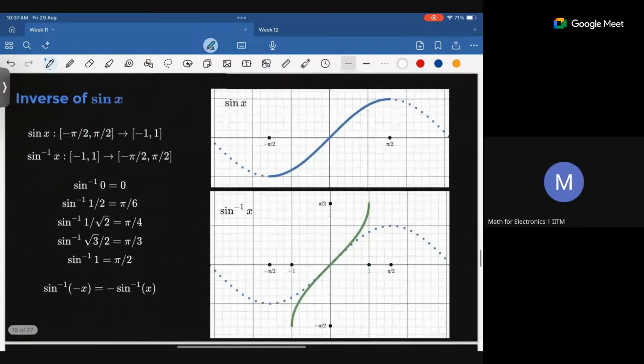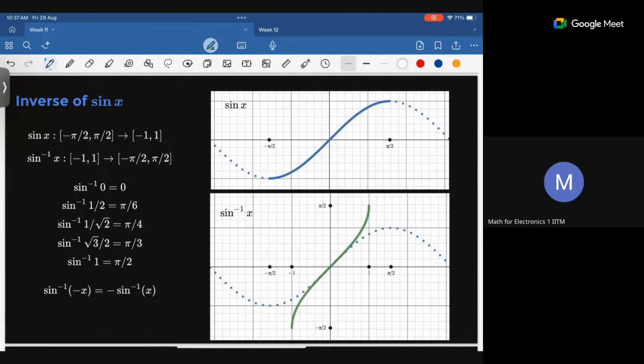Okay, so now once we have restricted our domain of sin x to minus pi by 2 to pi by 2, and the range to be -1 to 1, now I can define sine inverse of x, where the range becomes the domain and the domain becomes the range. So sine inverse of x is a function which takes inputs between -1 to 1 and outputs values between -π/2 to π/2, and the graph looks like this.